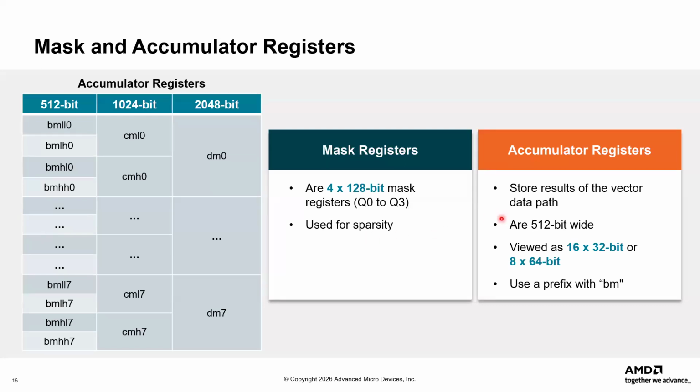So the accumulation registers basically store the result of that vector data path. So if I have 4 lanes, then the accumulator is storing all 4 independent sets of data. If I have 8 lanes, then it's storing all 8 lanes.